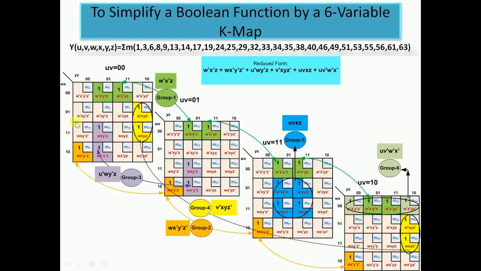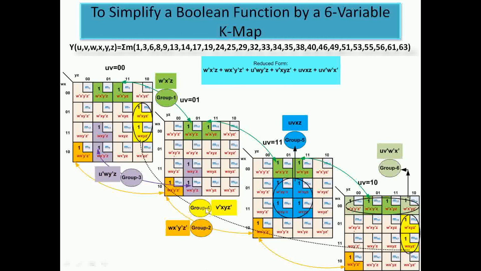Now we'll concentrate on group number 3, where this group is common in the first and second map, that is for UV equal to 0 0 and UV equal to 0 1. So out of the UV variables, U is fixed and V is changing, so we have U bar. Now in these two rows W is fixed and X is changing, so we have W. If we concentrate on this column, we have Y is 0 and Z is 1, so we have Y bar Z. So for group 3, which is common in this map and in this map, we have the reduced form as U bar W Y bar Z.